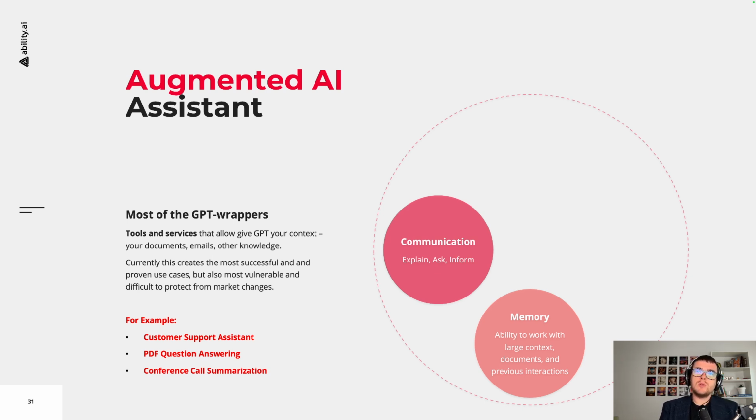This is most of the GPT wrappers. Basically, a lot of the tools that you currently see on the market offer something like that. They basically use the ChatGPT API and add a layer of memory, custom memory with custom data, to it. And that becomes a very useful application for things like a customer support assistant or PDF question answering or maybe something else.